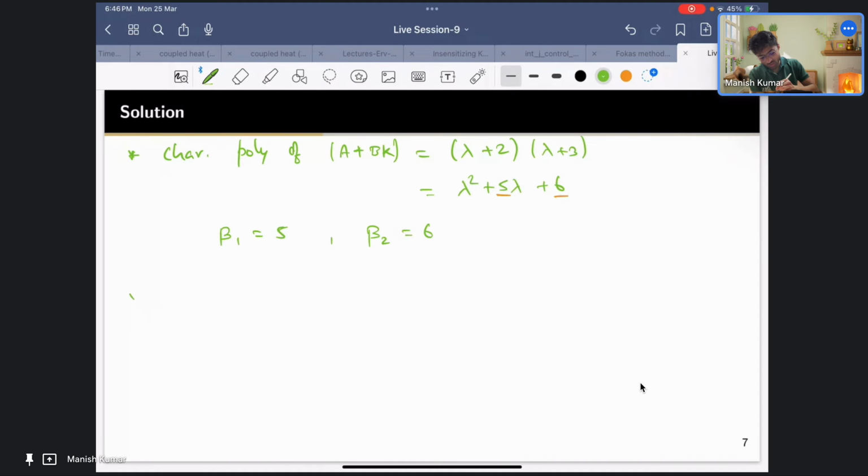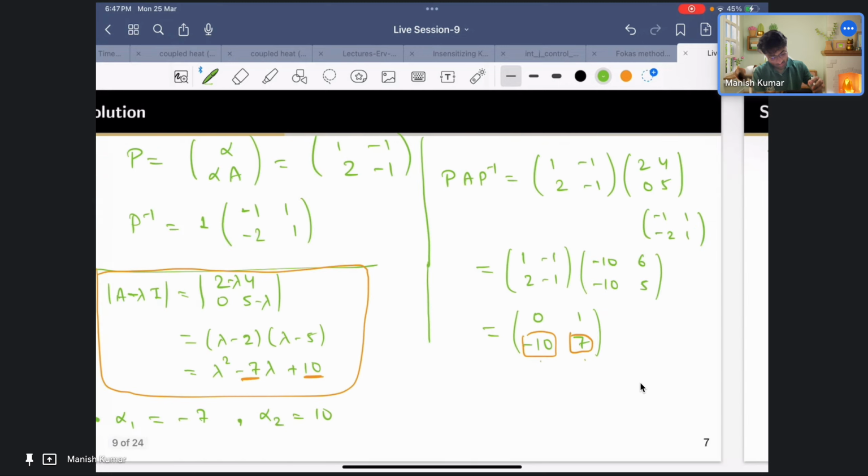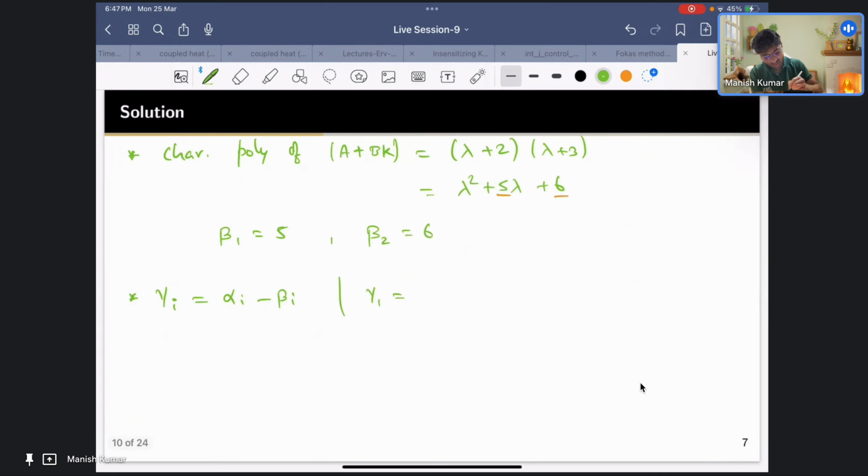Now what you define? You define the gamma i, which is nothing but alpha i minus beta i. So then you will get gamma 1, which is given by alpha 1 is minus 7 and then minus 5, so minus 12, and gamma 2 is 10 minus 6, so this is 4. Now using these gamma i's, you define a matrix C, or whatever you call. So C would be nothing but you take this gamma 2 and then gamma 1 and then multiply with P.